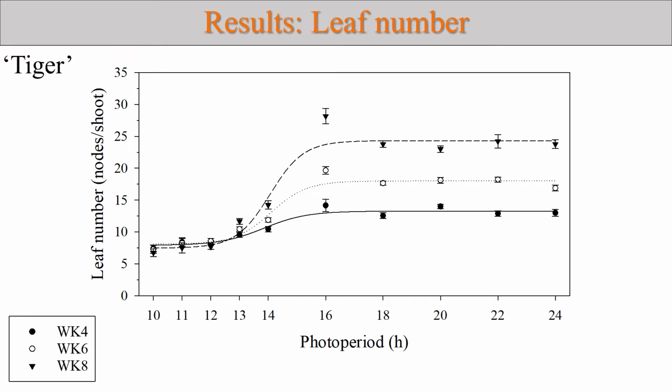So as we see in the last 3 cultivars, Sunset, OG, and Tiger, there are different ranges of where these photoperiods could be optimized just based off leaf number.